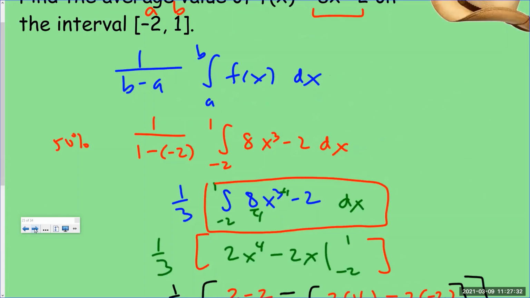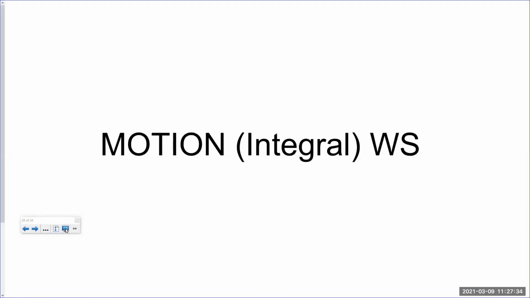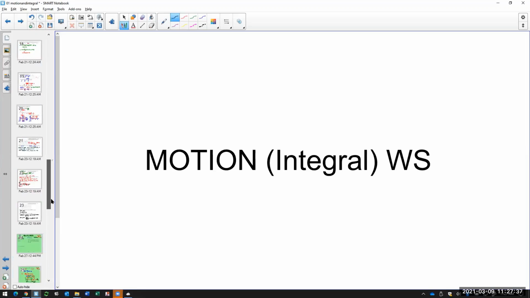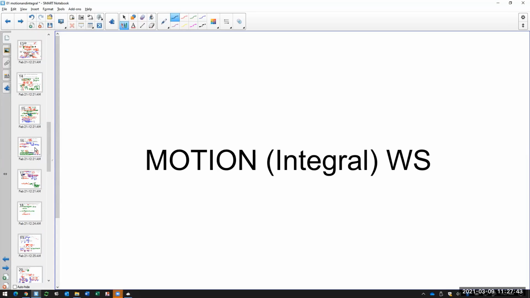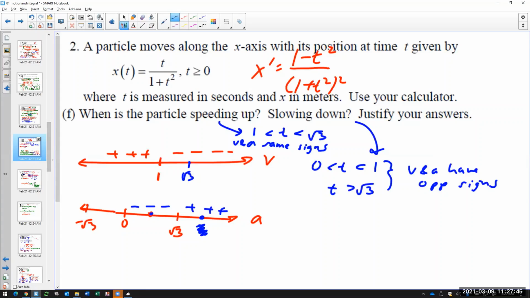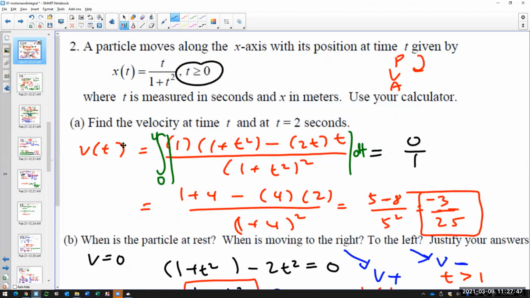Okay, all right, let's go to homework from last night. So what homework questions did you have? Let's look at it. Do you guys need help on number 2? Okay, so let's look at number 2. All right, there's lots of different ways to do this.